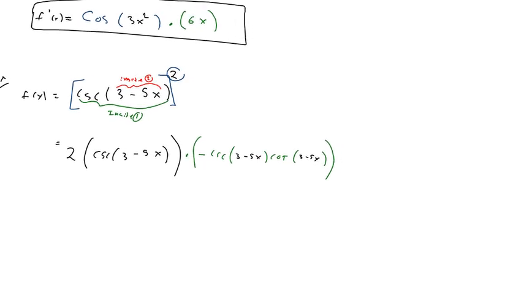What is the derivative of 3 minus 5x? Negative 5. Very good, everyone. Negative 5. Perfect. So there's my derivative. All these pieces together.